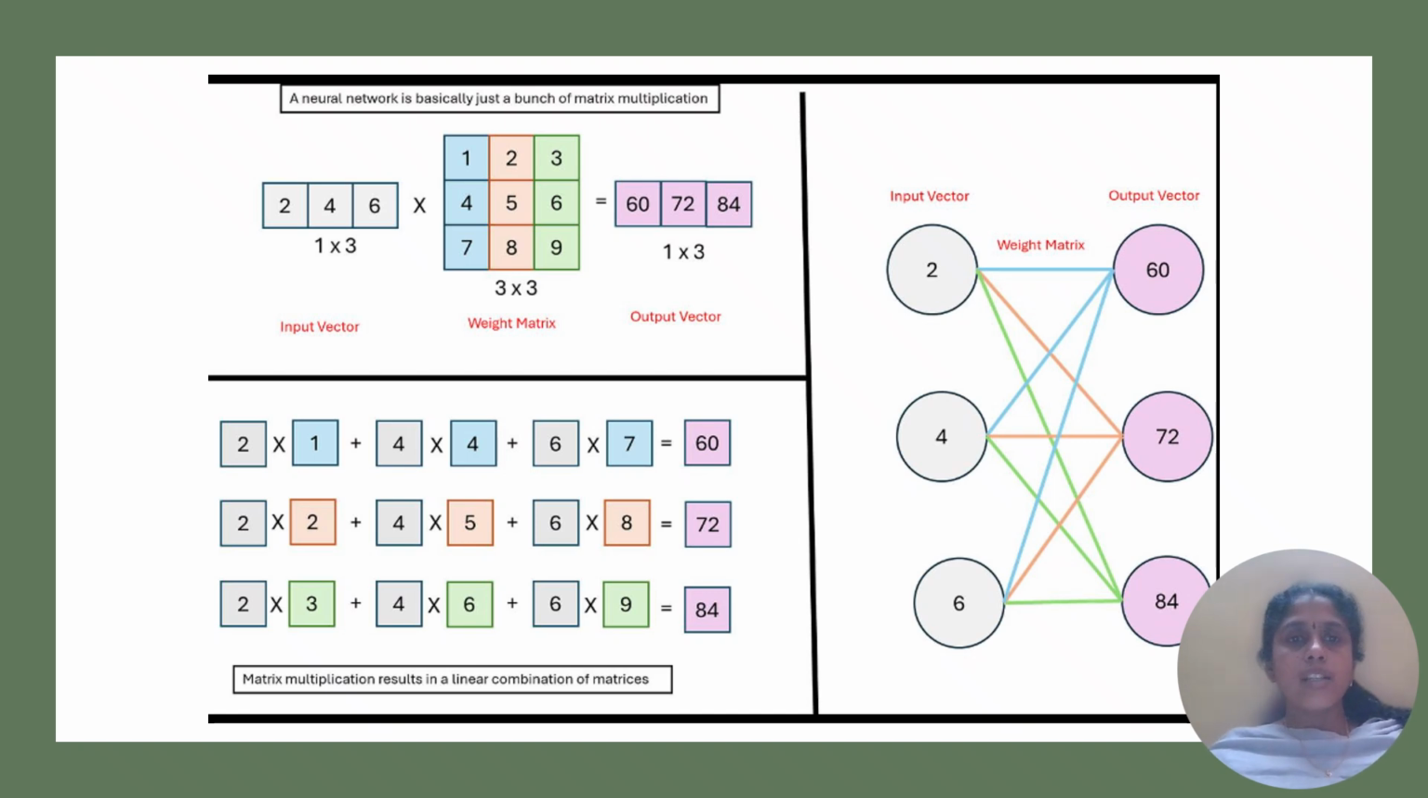A neural network is basically just a bunch of matrix multiplications. When I say input vector and weight matrix, how do we get the output vector? With a simple calculation of matrices, this is how AI works. And next comes the linear combination of matrices. For example, when I take this neural network, this is how the linear combination works, as given here. And next will be the input vector and output vector with the weight matrix, and how these are mapped from the input to the output vector. This is given here.